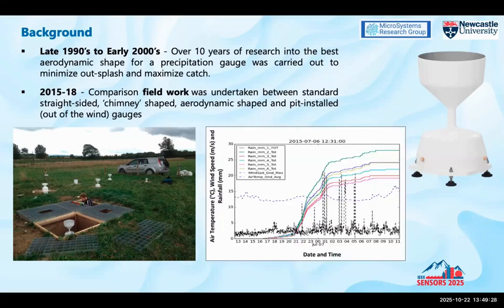So the results were, as you would expect, basically that the two pit gauges caught the most rain. This is from a storm event back in 2015 it was, in July. The next one was basically the ground mounted aerodynamic gauges that caught the next amount of rainfall the best. And then it was basically the pedestal mounted gauges that caught the next. And finally, it was the straight sided gauges.